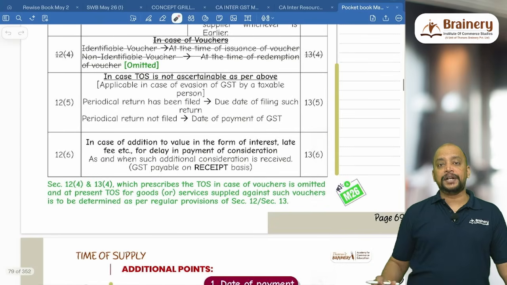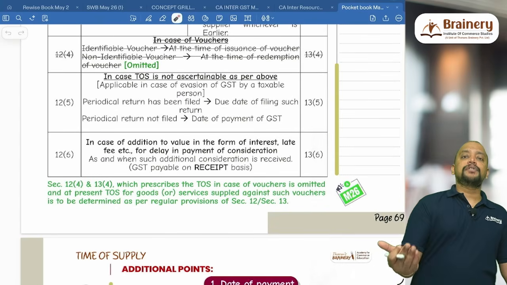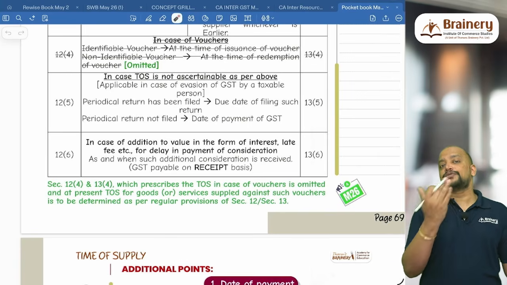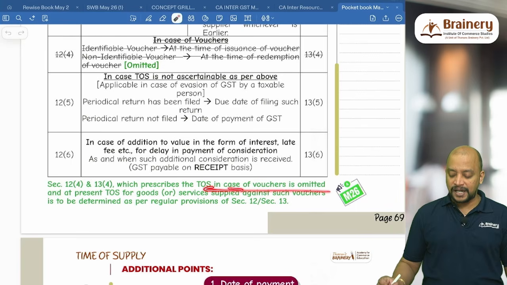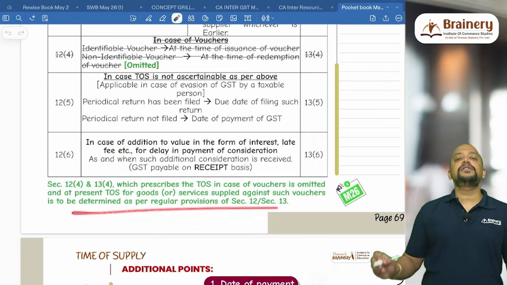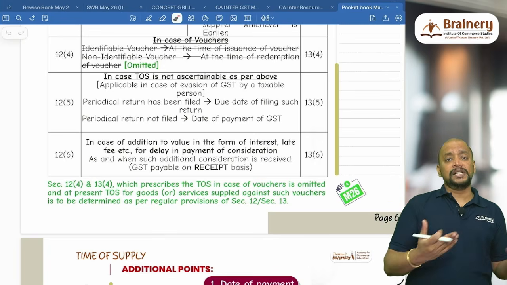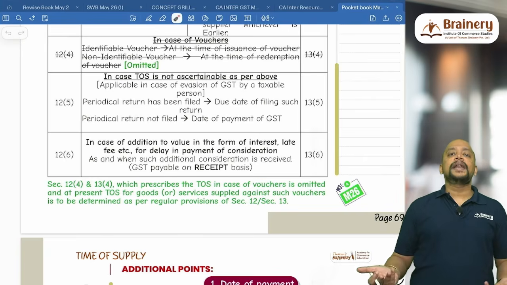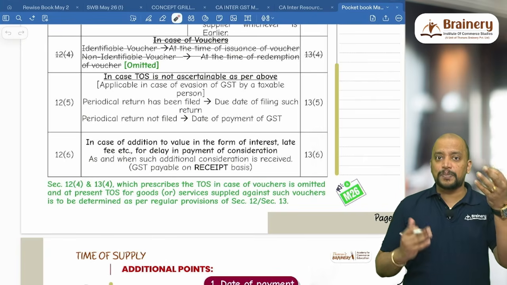Then vouchers are omitted. So when a voucher is issued, we don't have to pay GST, but whenever the vouchers are redeemed towards the supply of goods or services, 12 subsection 4 and 13 subsection 4, which prescribe time of supply in case of vouchers, are omitted. At present the time of supply of goods or services supplied against such vouchers is to be determined as per the regular provisions of 12 and 13. Again 12.2 or 12.3, 13.2 or 13.3, depending upon that. But just remember, the voucher redeemed date will be taken as the date on which payment is received.